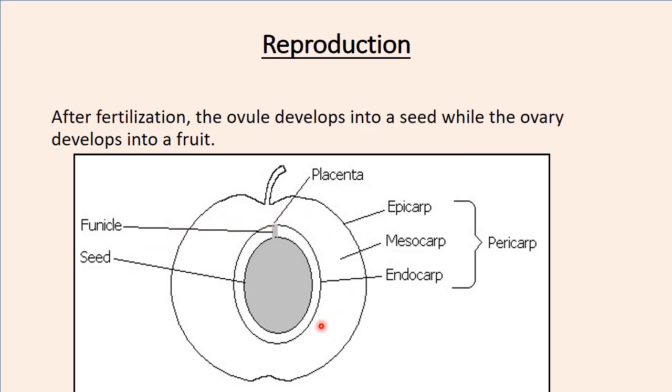So the structure of the seed, we know it. Then of the fruit, we haven't discussed it. So we can take a look at some parts that make up the fruit. This center part is the seed. After the seed, we have this part here called the funicle. Then atop the funicle, there's the placenta. Just above the seed, we have this part which is called the endocarp. Then just above the endocarp, we have the mesocarp, and on the outer part, we have the epicarp. The three of them are collectively called the pericarp.